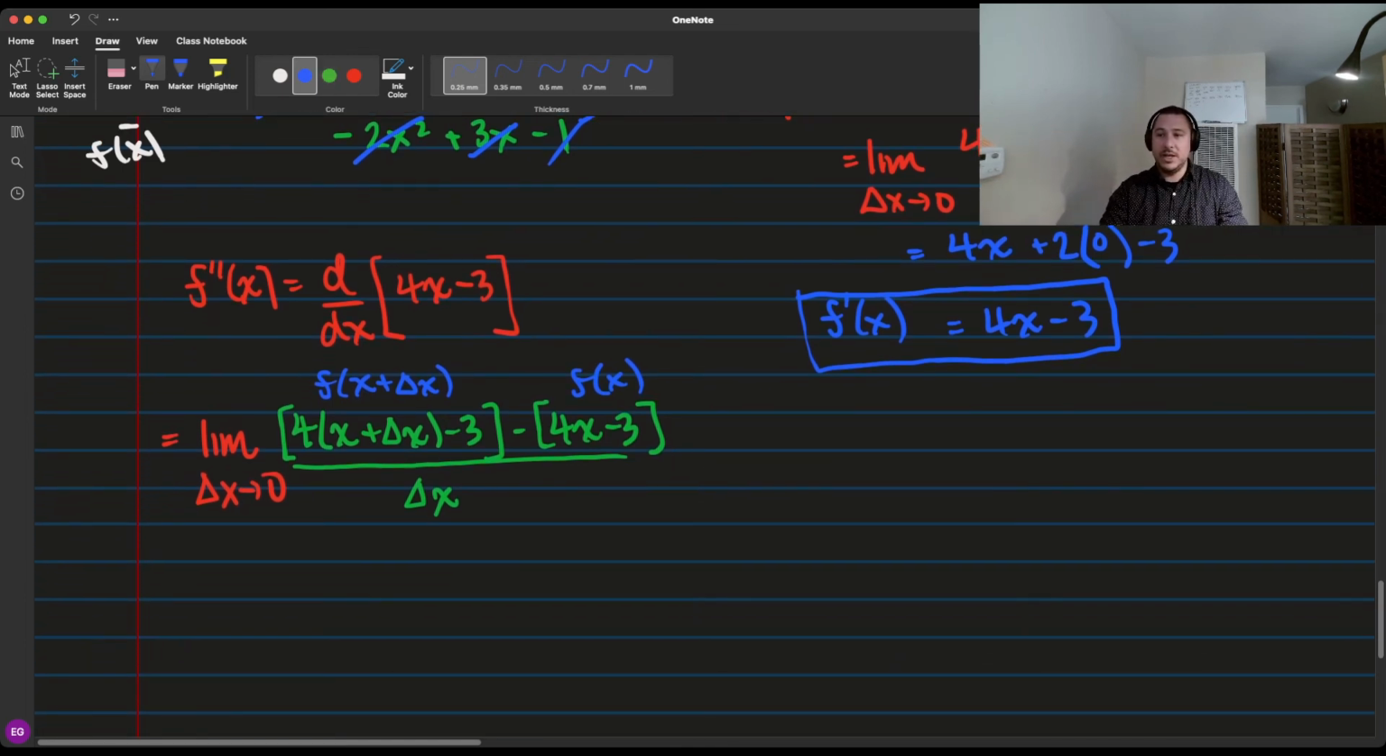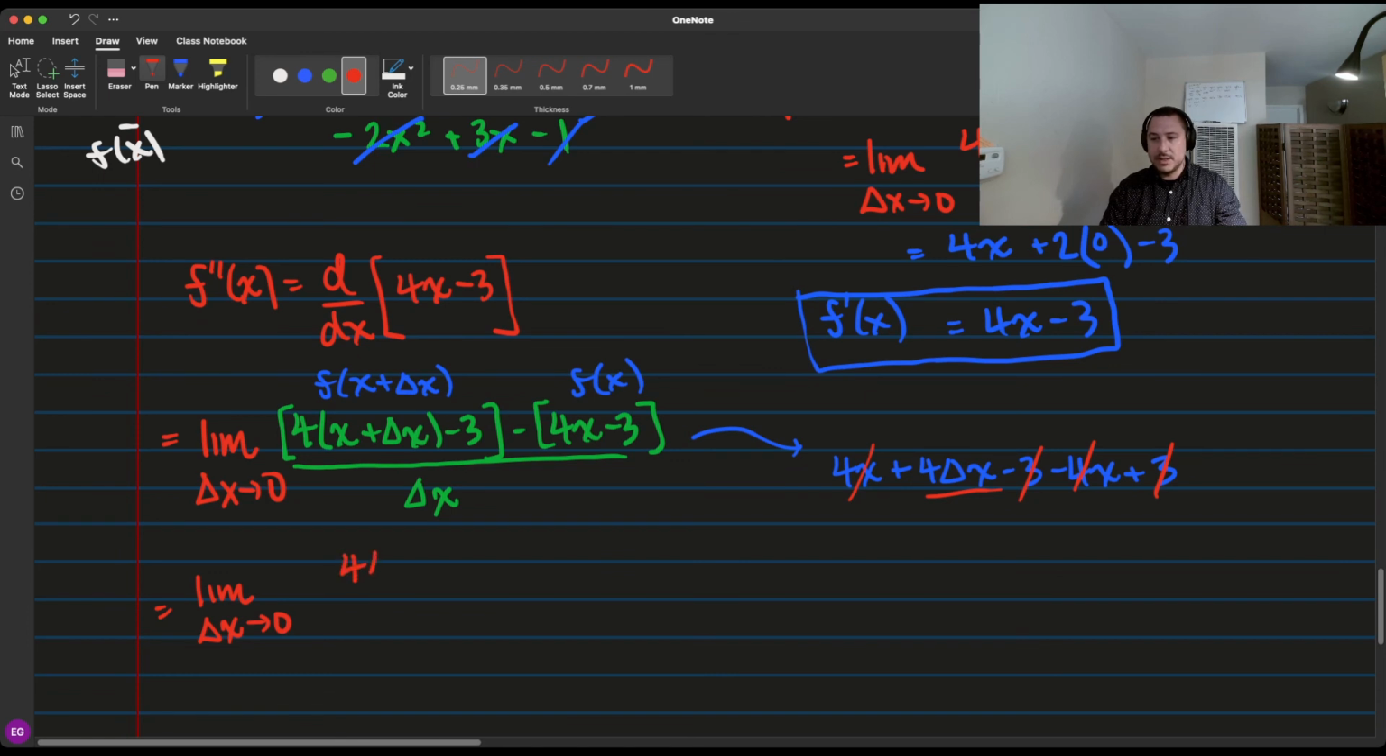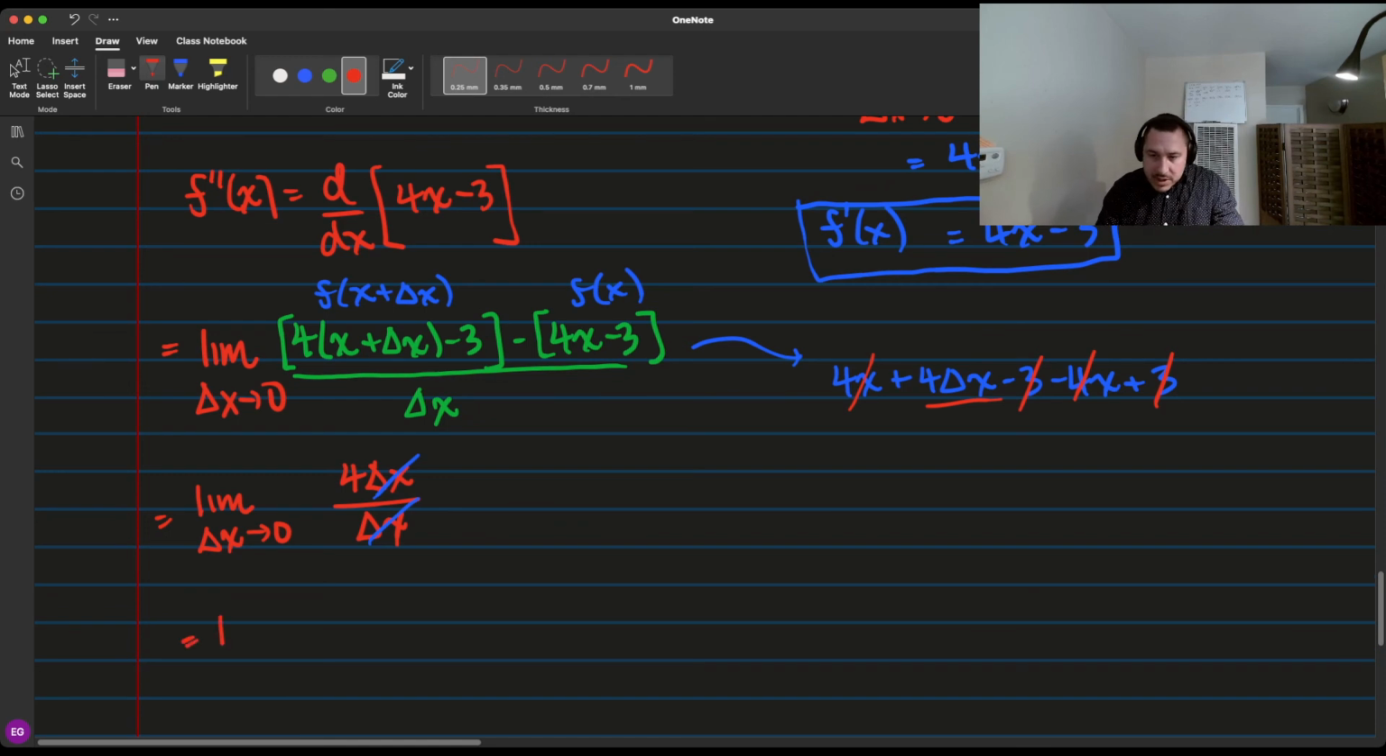Okay, so we need to do some simplification. Let's simplify the numerator right over here. You're going to get 4x plus 4 delta x minus 3 minus 4x plus 3. The minus 3 and the positive 3 will cancel. The 4x and the minus 4x will cancel, leaving me just with 4 delta x. So I get the limit as delta x goes to 0, that whole top becomes 4 delta x, all over delta x. The delta x's cancel, leaving me with just the limit as delta x goes to 0 of 4.